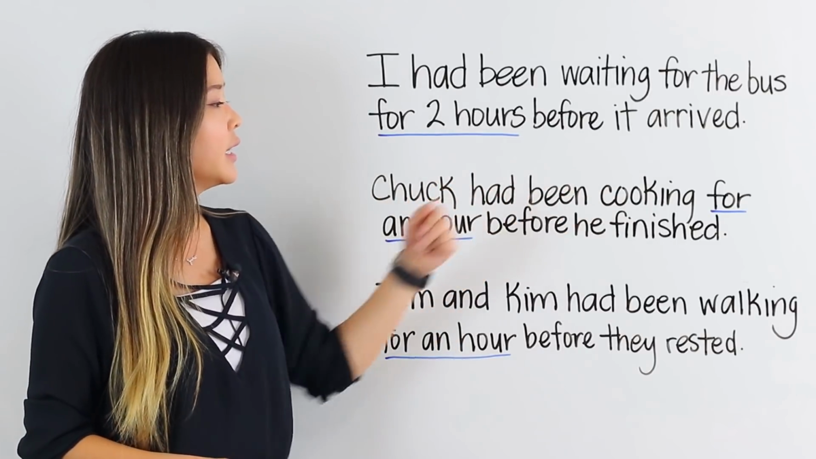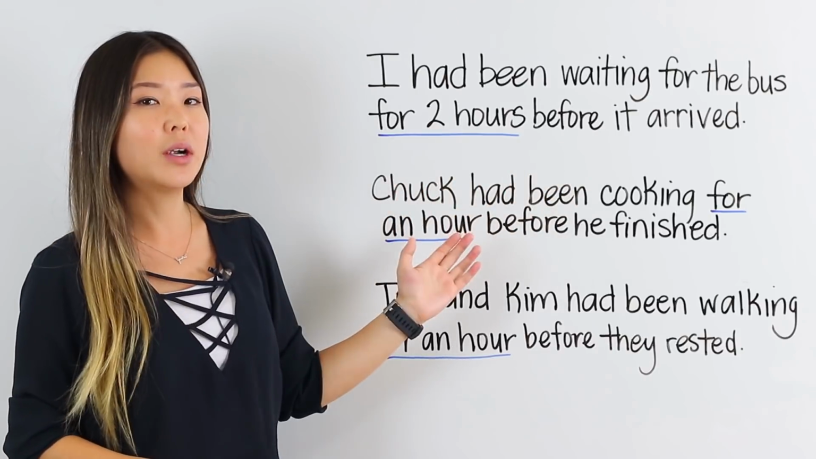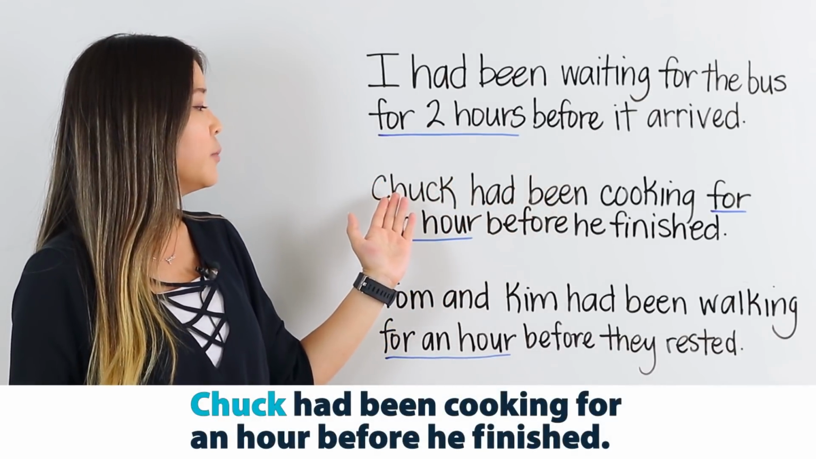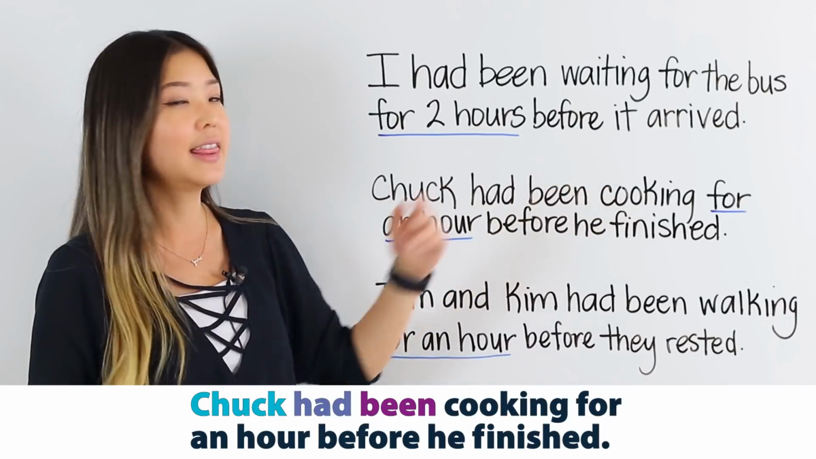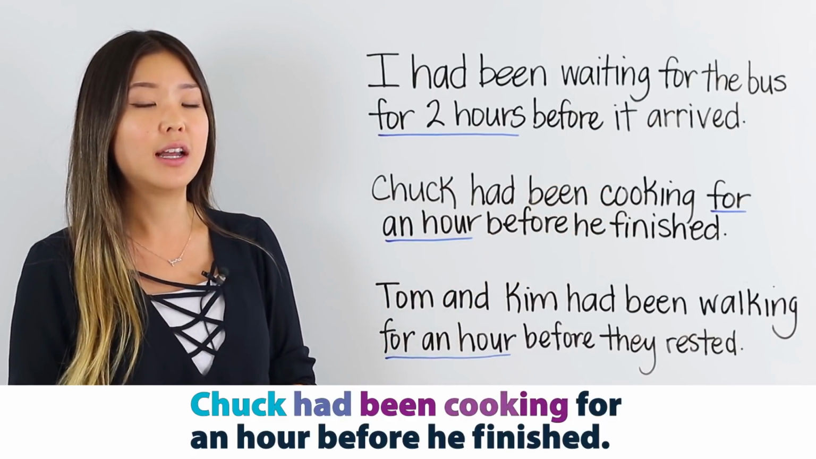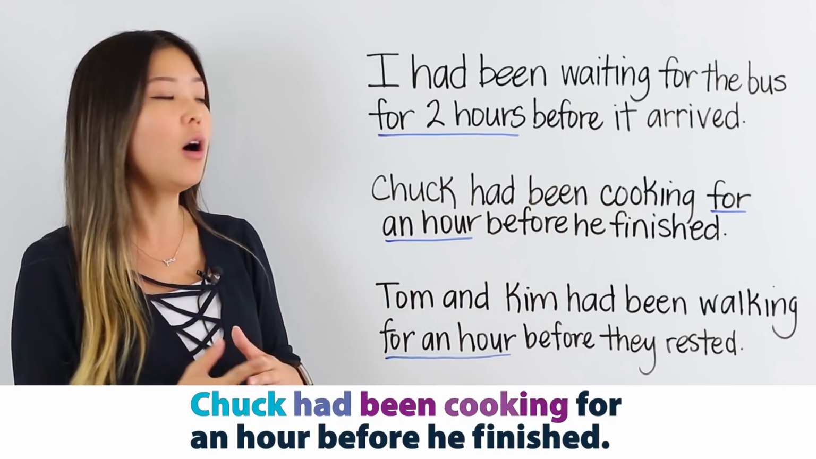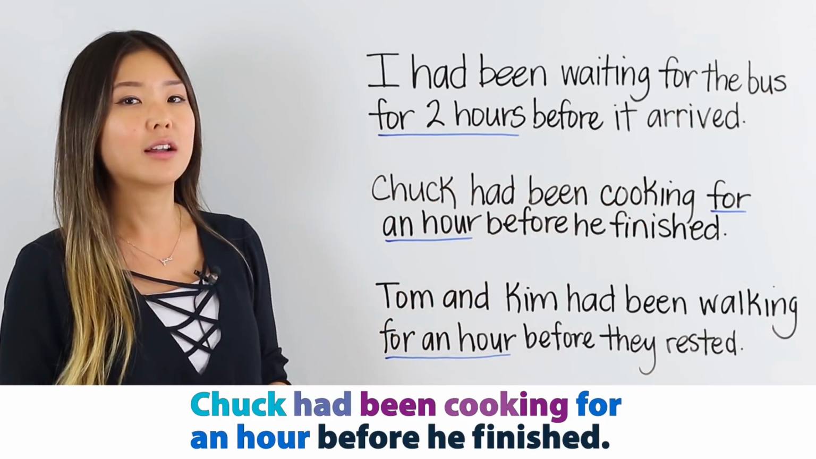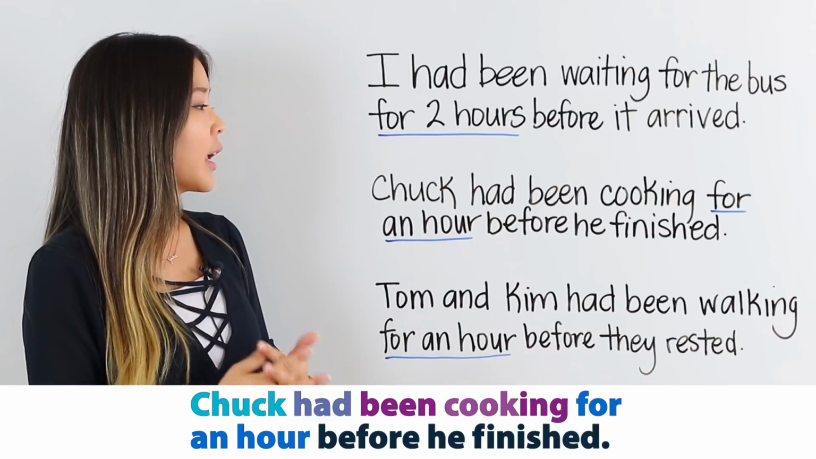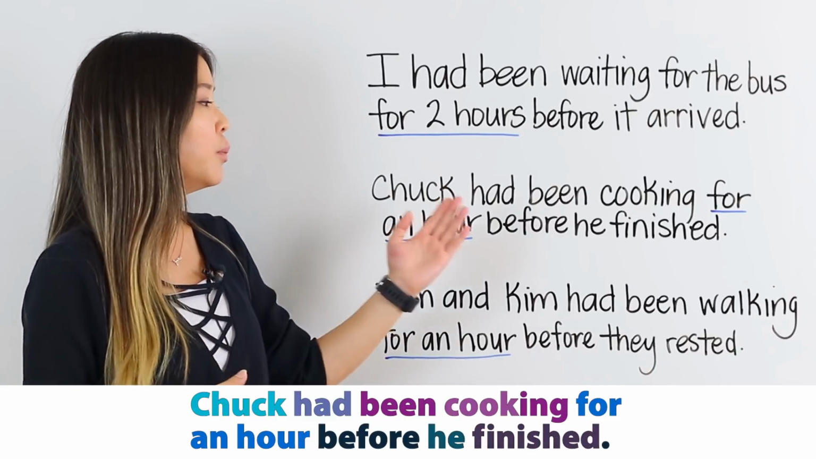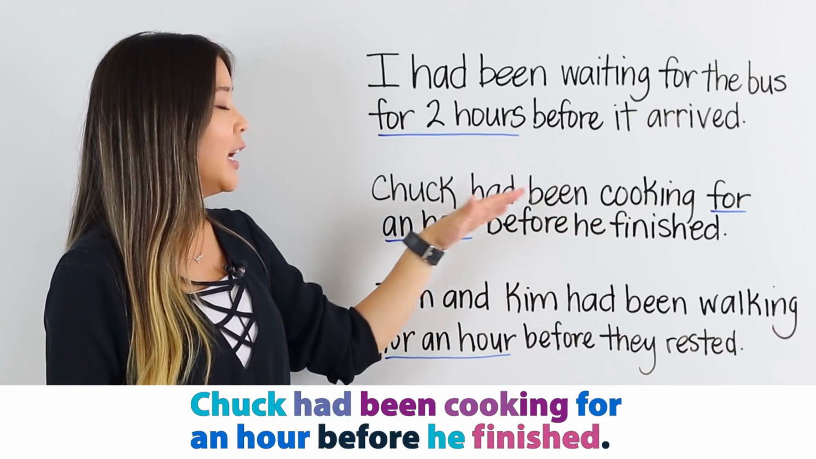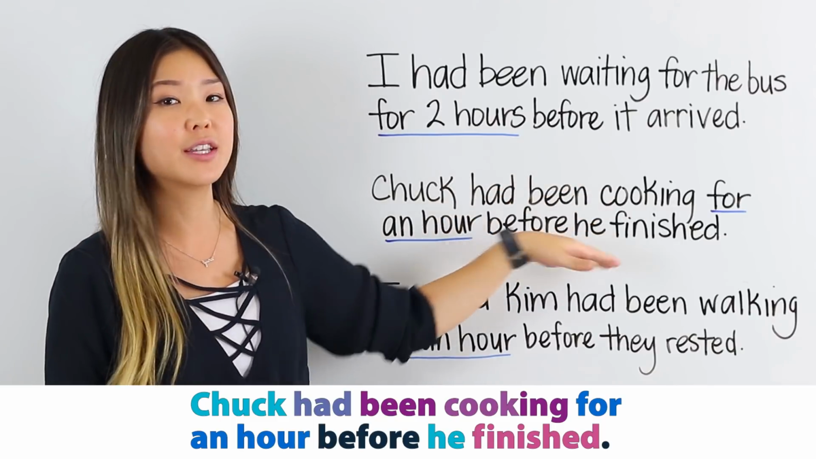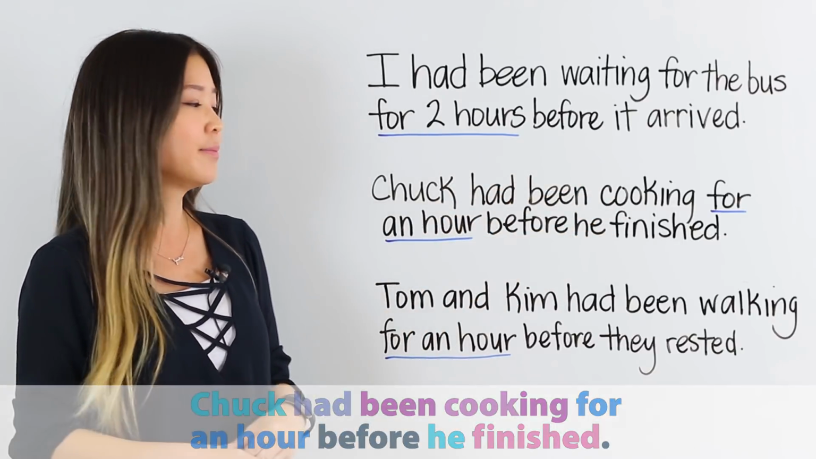Chuck had been cooking. Again, that part's easy. No matter what the subject, we say had been and then verb ing. Again, I can show how long Chuck had been cooking by saying for an hour, showing the duration. And then I finish by saying before he finished. He had been cooking up to this point in the past.